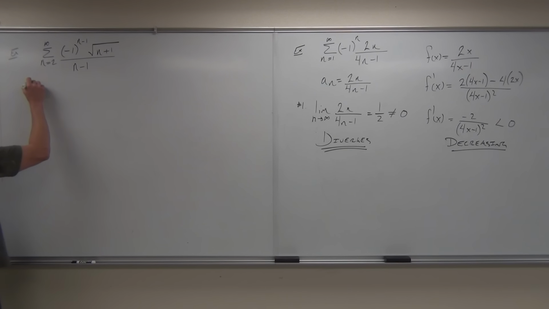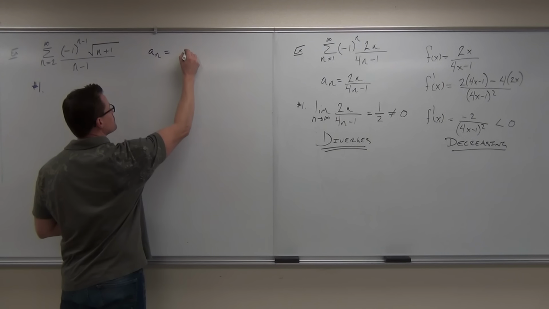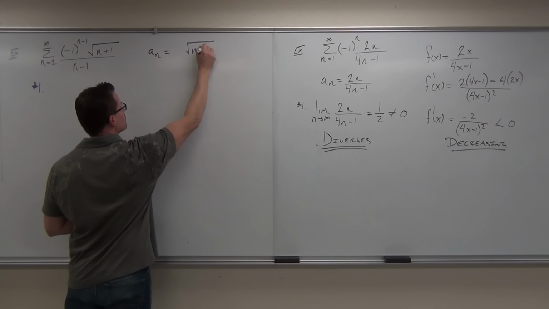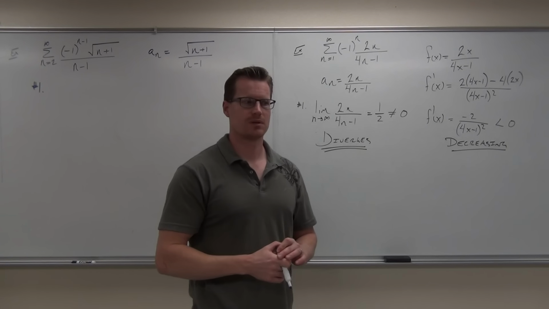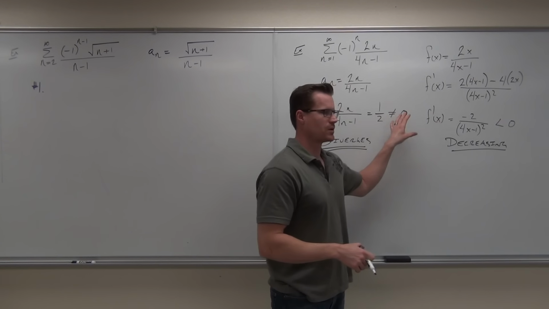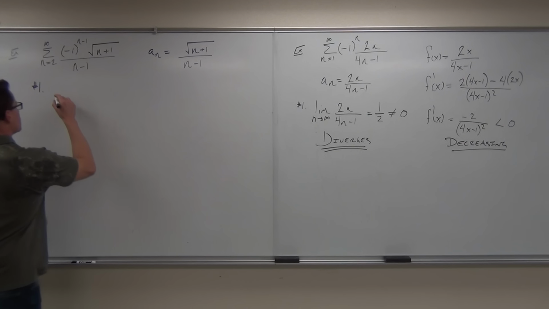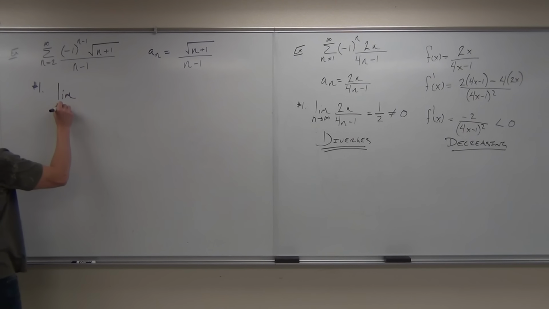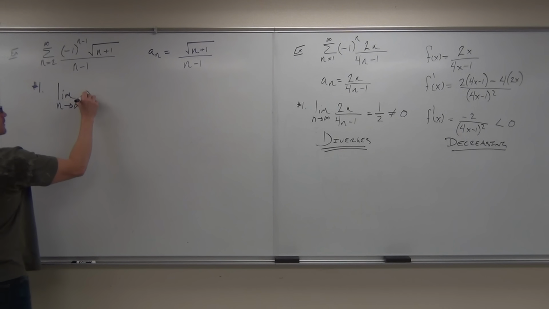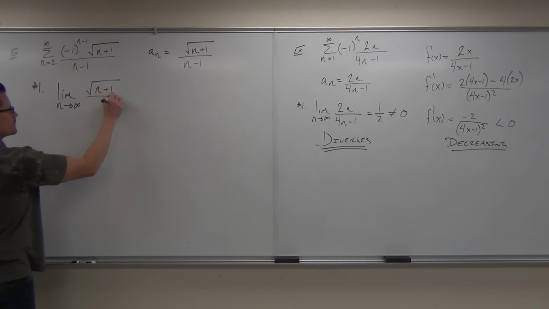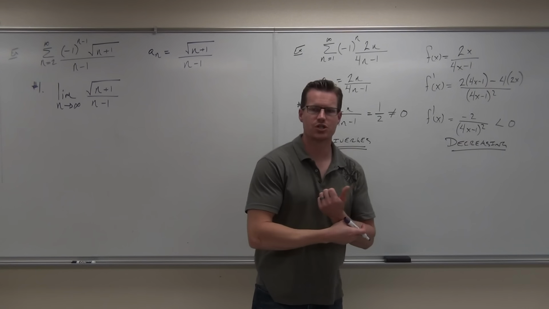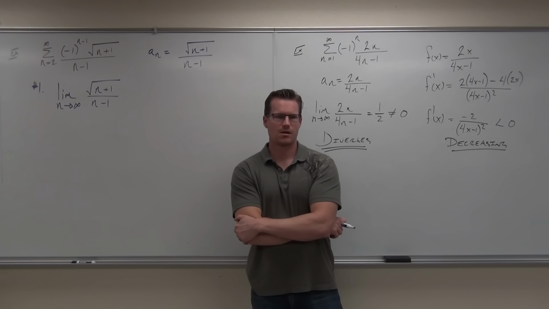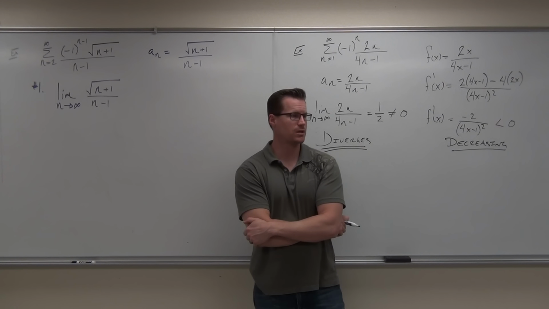What are you going to do first, ladies and gentlemen? Okay, let's look at a sub n. What is our a sub n in our case? Square root of n plus 1 over n minus 1. Okay, now what? Would you do decreasing or limit first? Limit. Do limit first then. Oh, so there's a limit. How would you show this limit? There's two ways that I can think of right now. How would you do it?